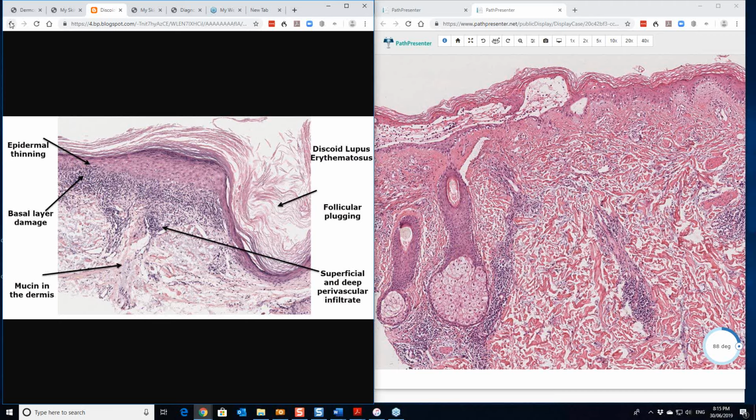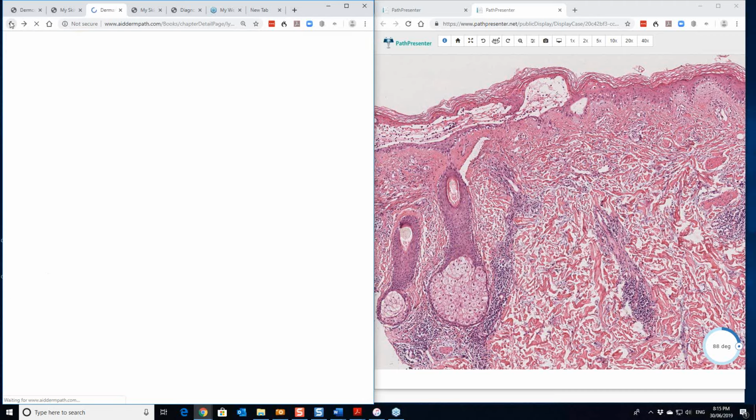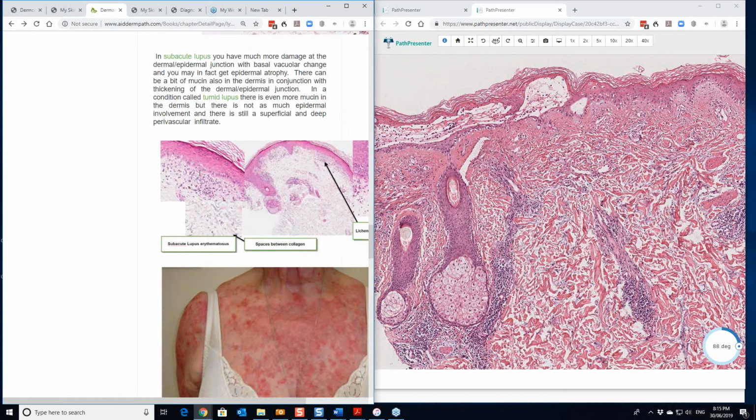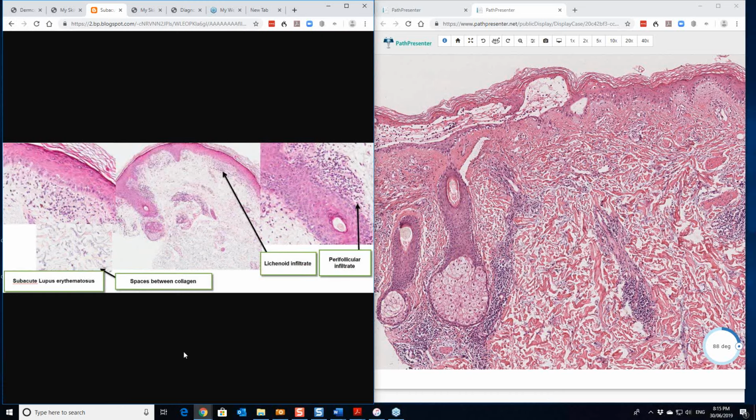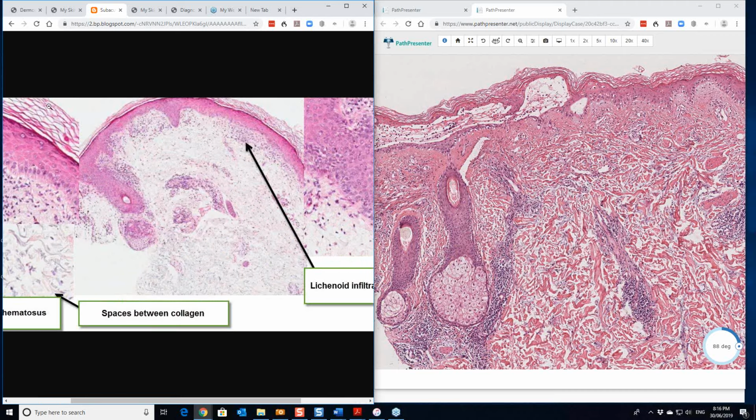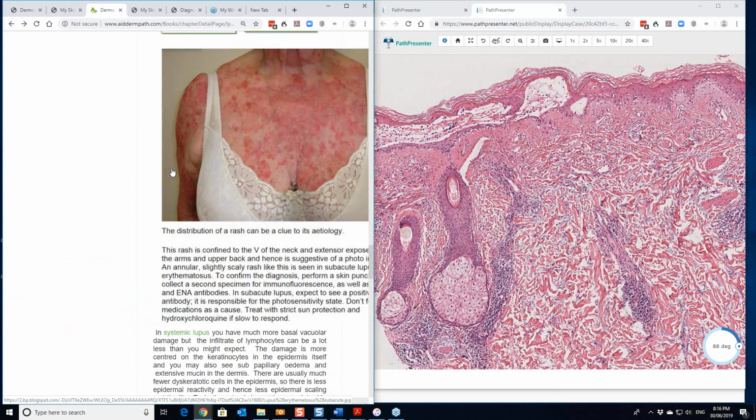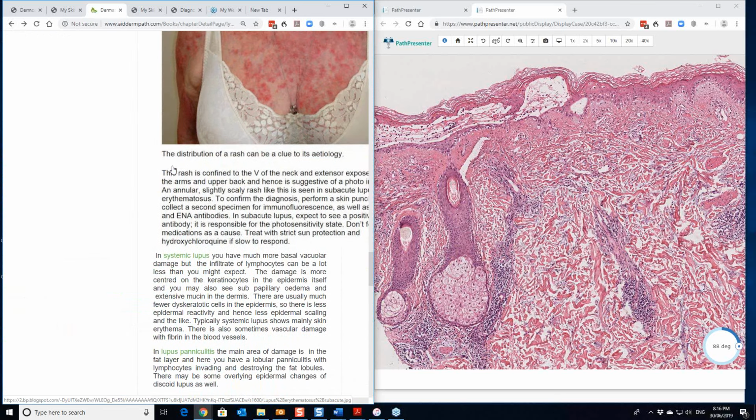So if we go back and have a little look at the other histologies here, this is subacute lupus, again a lighter lichenoid infiltrate, areas of interface damage at the dermo-epidermal junction, and a bit of the infiltrate around a follicle. And if we look down, we don't have one of systemic lupus.